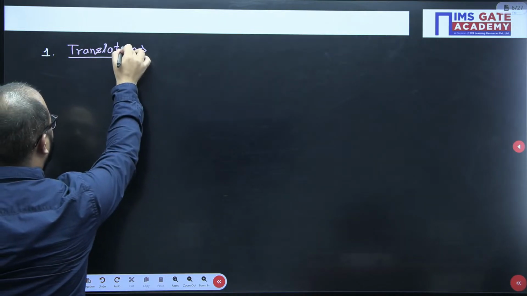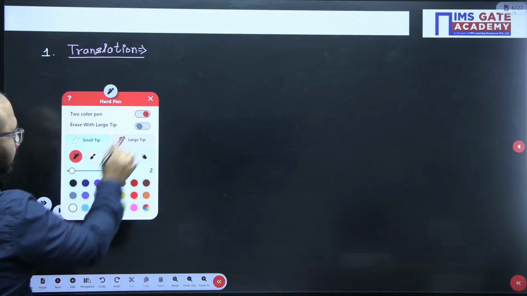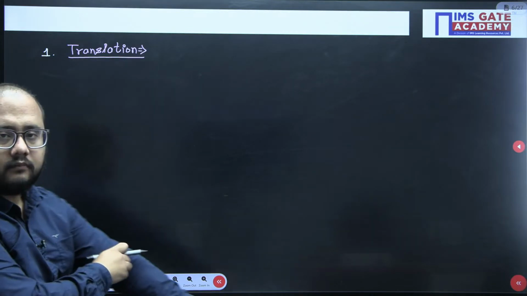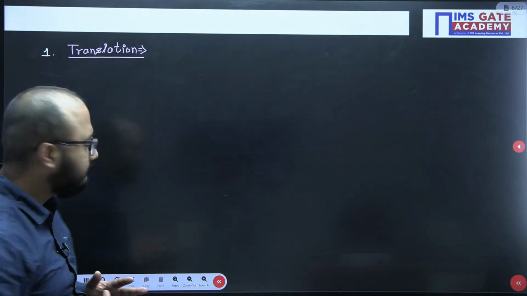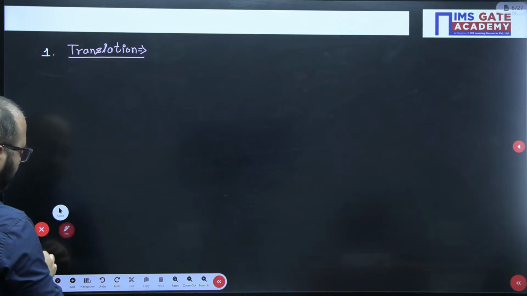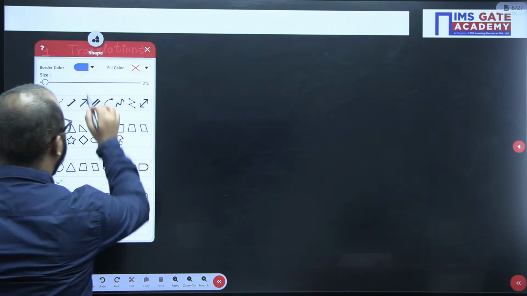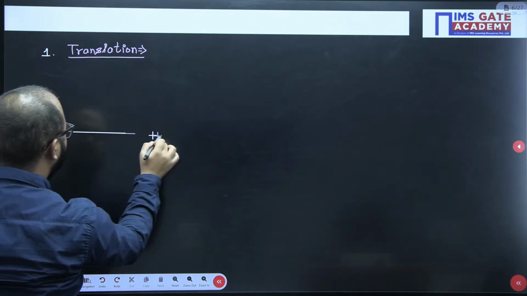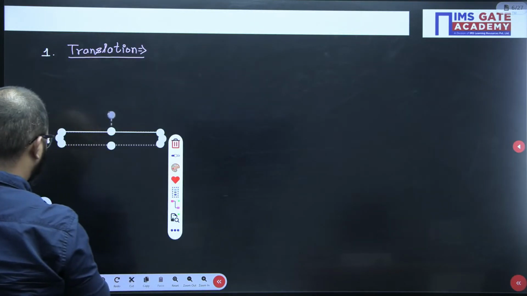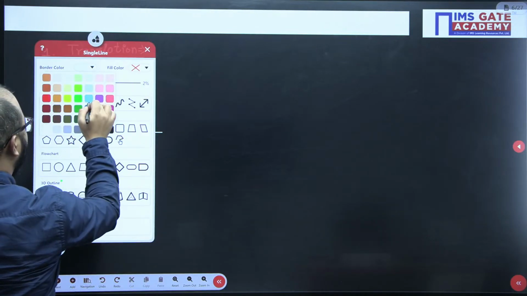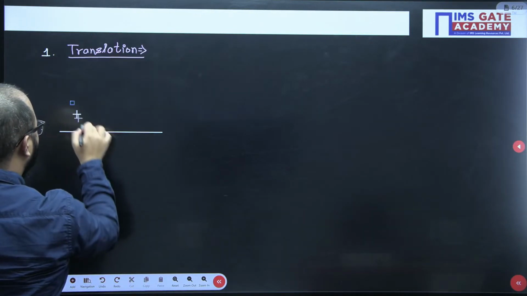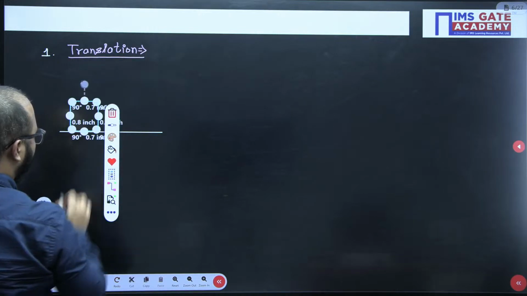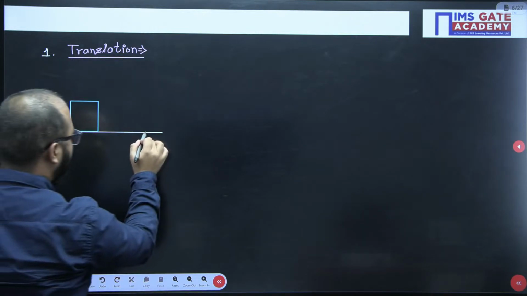Right? Now see, in translation, what happens? Let me draw one body here, with respect to which we will talk about the translation. So let's suppose this is a horizontal plane. On this horizontal plane there is a body, okay, there is a body we have kept here.